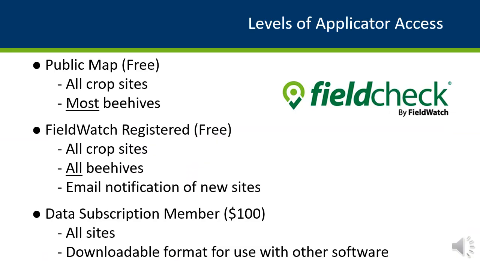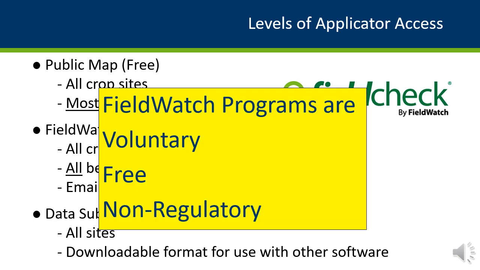There are different levels of access to the FieldWatch map. There's a free public map online which shows all crop locations and most beehives. However, some beekeepers choose to hide their hives if theft or vandalism is a concern. Registered applicators will see all the beehive sites, and there's still no fee. There is a data subscription membership which provides the information in a downloadable format, and there is a small fee involved with this level. So in summary, FieldWatch programs are voluntary, free, and non-regulatory.